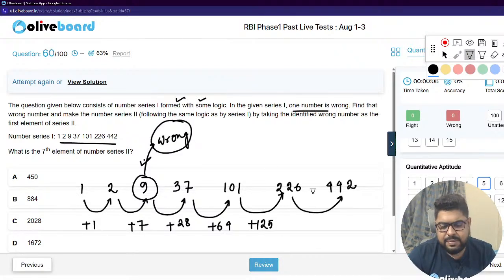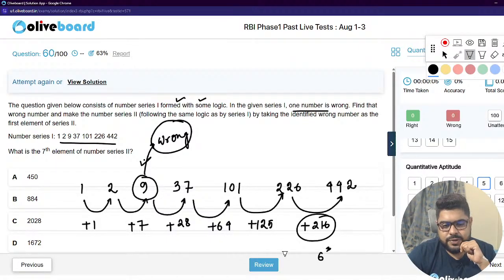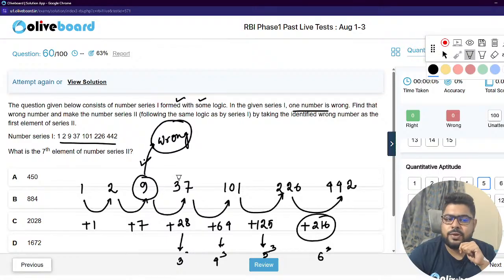Still, check this once more. Sir, it is 216. Yes, sir, absolutely. So this is wrong. Just go with this. You see, this is 6 cube, this is 5 cube, this is 4 cube. This has to be 3 cube. So when will this be 3 cube? When this is 10. And when this is 10, this is automatically 8, sir.